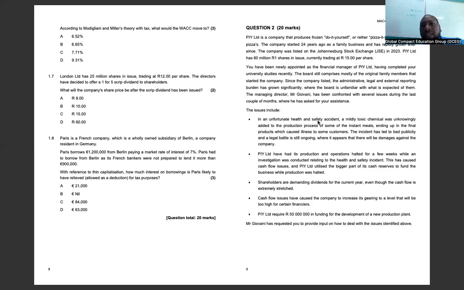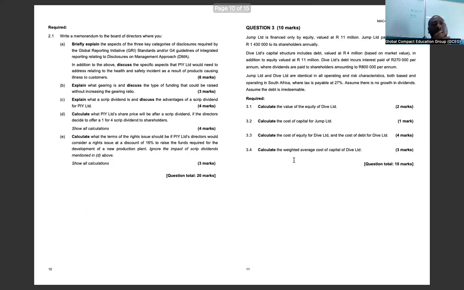Since the company listed, the administrative, legal, external audit and external reporting burden has grown significantly, where the board is unfamiliar with what is expected of them. The managing director, Mr. Glovani, has been confronted with several issues during the last couple of months where he has asked for your assistance. Before we go there, let's read what is required, then we'll read the rest.